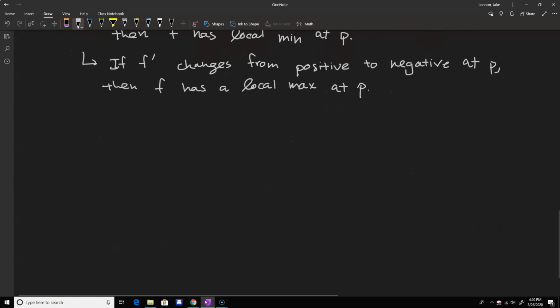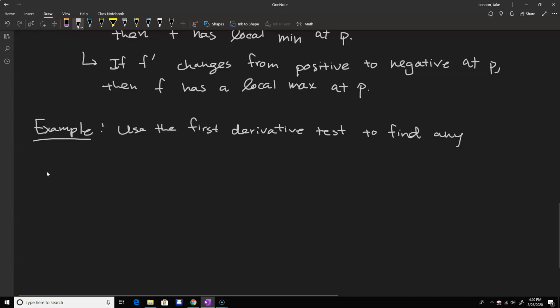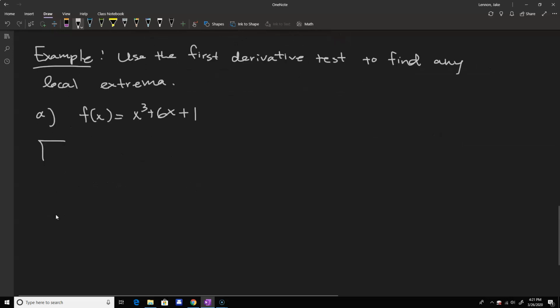So let's look at an example. So we'll say use the first derivative test to find any local extrema. So this first function we're going to look at is f of x is equal to x cubed plus 6x plus 1. So let's kind of write this one down in detail.